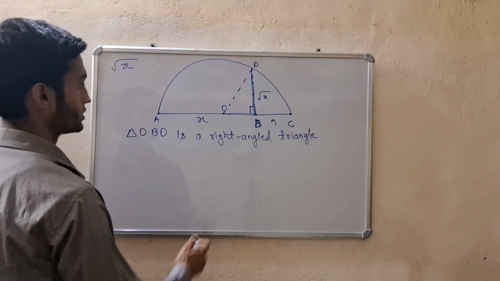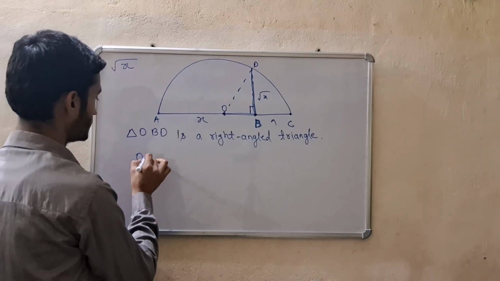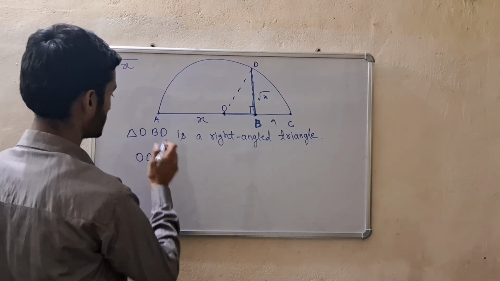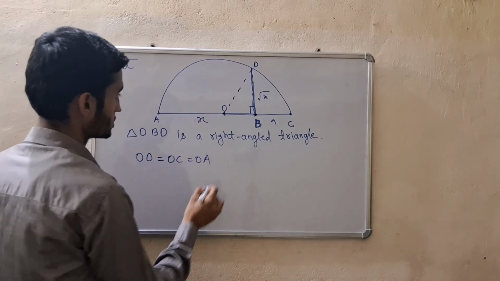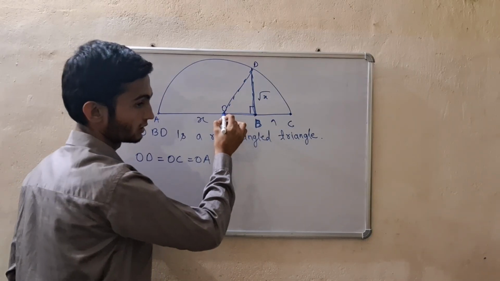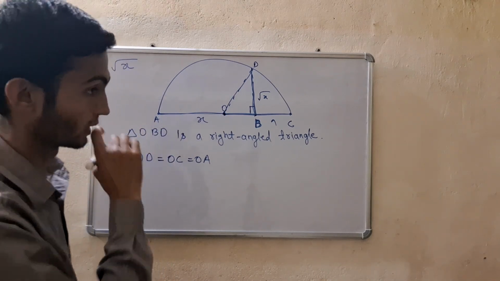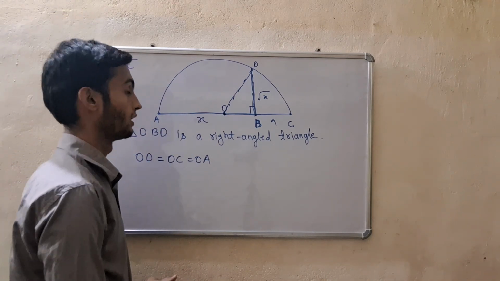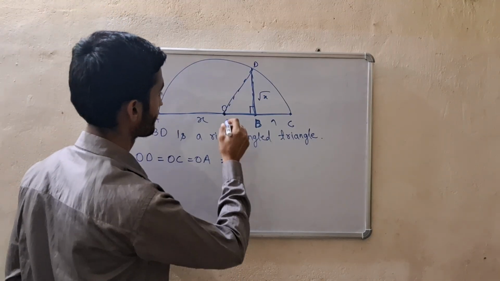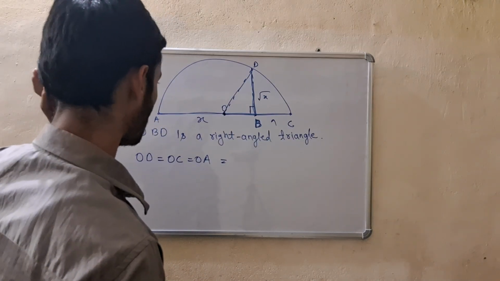First, we need this OB distance and this OD. OD equals the radius, so is OC and OA. OC equals OA. These are the radii. This is one radius, this is another radius, and this is the third one. So these are all equal, since we know that radii are equal in the same circle. So how much are they equal to?